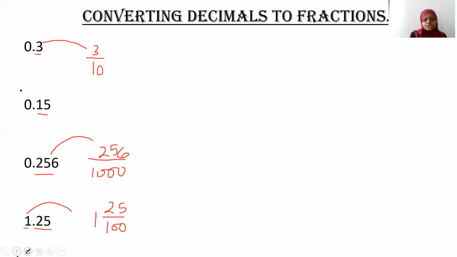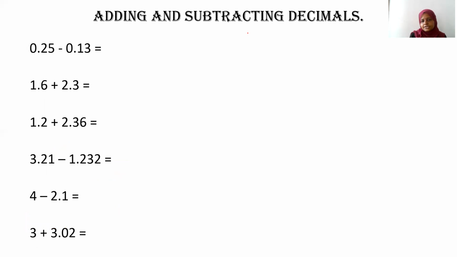That's all, right? Moving to adding and subtracting decimals, that's very easy if you follow this simple step. Just check after the decimal how many numbers there are.